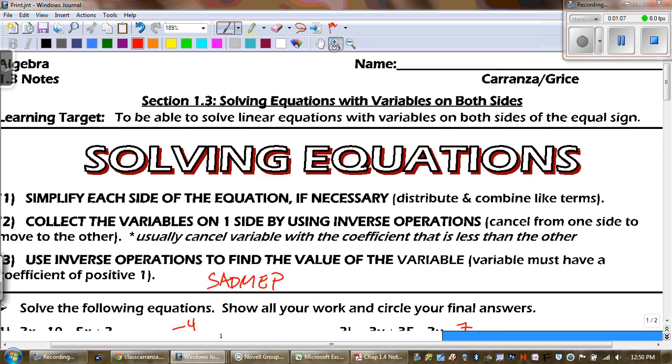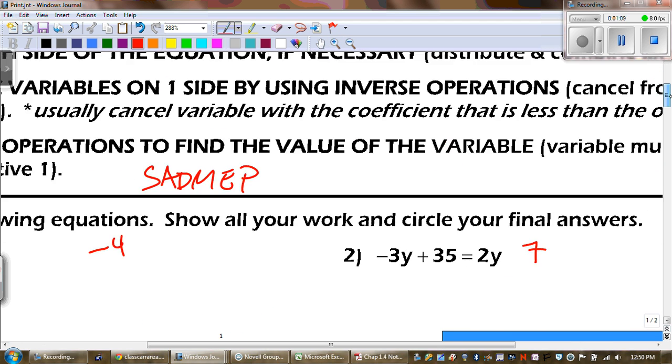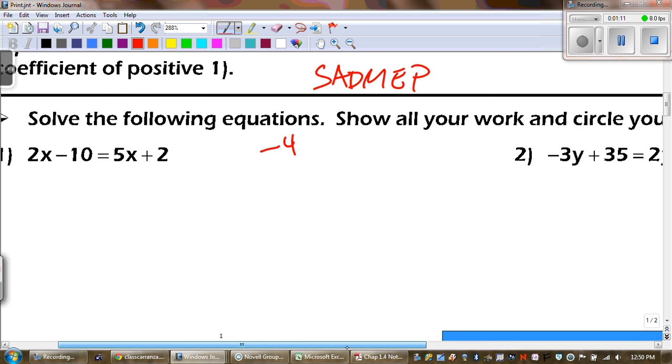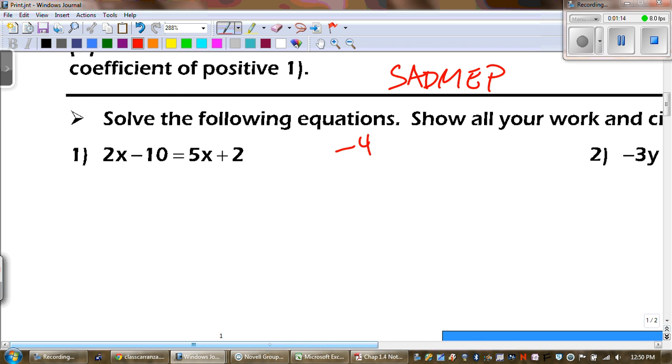Okay? Alright, so we're going to go through each problem one at a time. And I do have the answers in red in case you are working faster than me. Okay? So, first thing we need to do is draw the line. I need to look at my two variables, 2x and 5x. Which one is smaller? Well, the 2x is smaller. So if the 2x is smaller, that's what I'm going to get rid of.